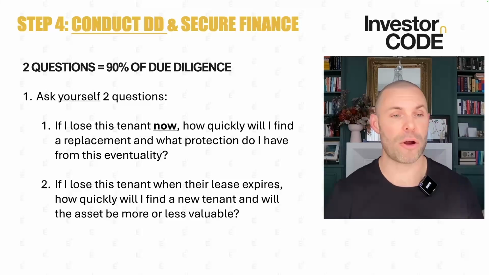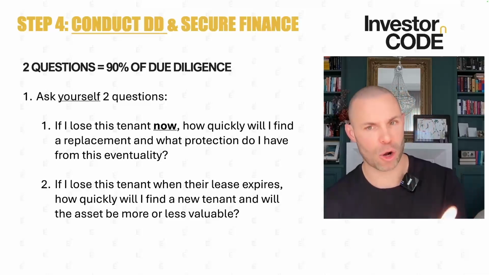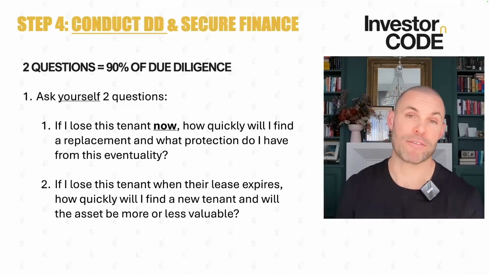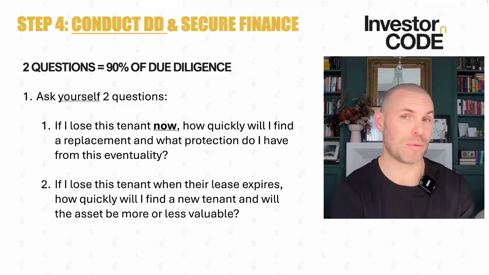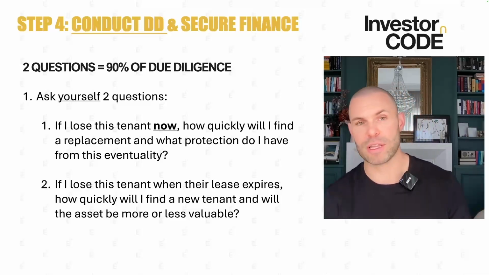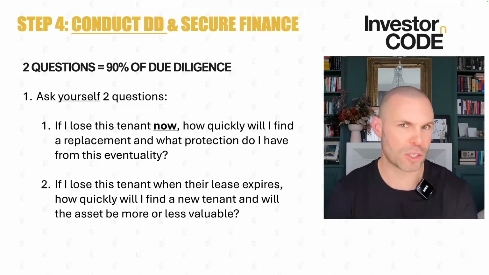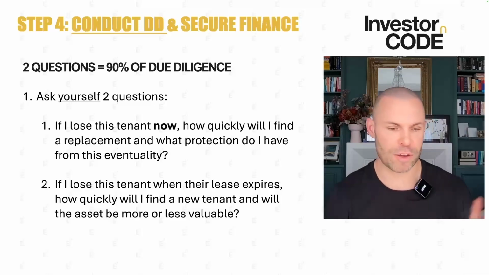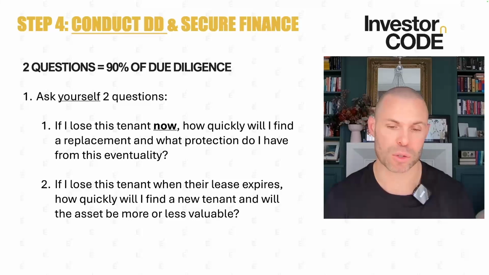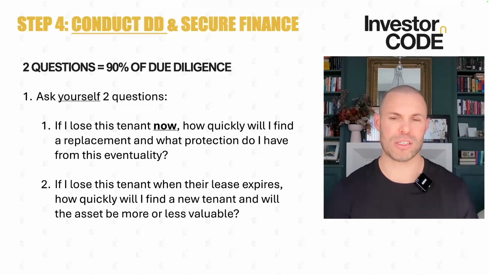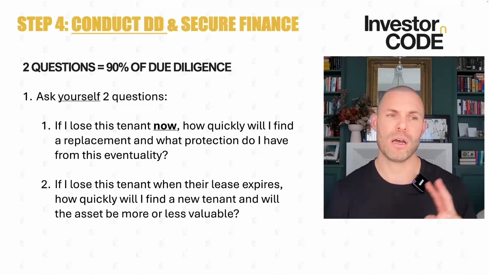Now, if the property is currently vacant, then obviously in question 1, you would say, given the property is vacant, how quickly will I find a replacement and what protection do I have from this eventuality? And all of those assumptions would then be plugged into your feasibility, which is step 2. The second question there, if it was vacant, it's the same thing, right? So it applies right now. These 2 questions, guys, if you cover this off really well, there's another video I've done on YouTube which talks you through exactly what you'll uncover. And it's an incredible source of conducting a huge amount of your due diligence in a cost-effective way. In fact, you shouldn't have to spend anything to cover off 90% of your due diligence by asking these 2 questions.